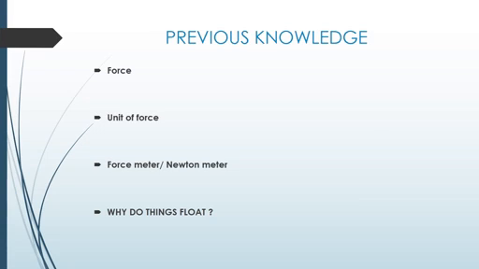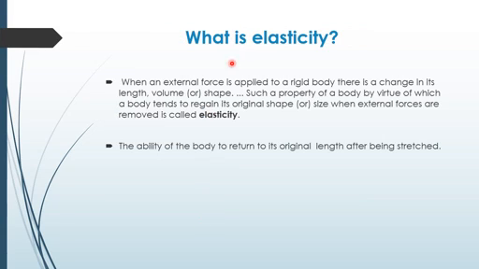Now what we are going to discuss today is elasticity. What is elasticity? When an external force is applied to a rigid body, there is a change in its length, volume or shape. Such a property of a body by virtue of which it tends to regain its original shape or size when external forces are removed is called elasticity. Or in other words, the ability of a body to return to its original length after being stretched is called elasticity.